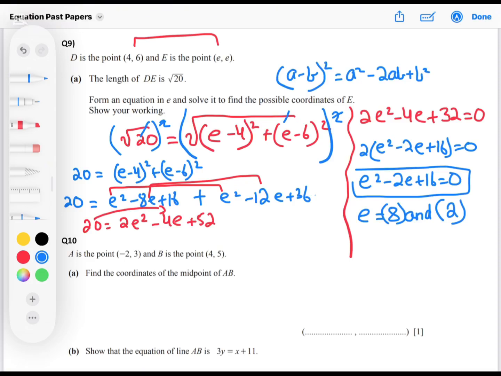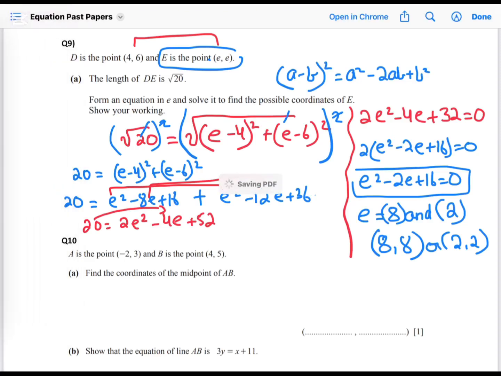So your final answer: you can see that point E is (e, e). So the final answer will be (8, 8) or (2, 2), not (8, 2) or (2, 8), because in this question the point E is e comma e. I hope everything is clear. That's the final answer to this question. Very simple question, you just need to understand the basic concept of what we need to do.